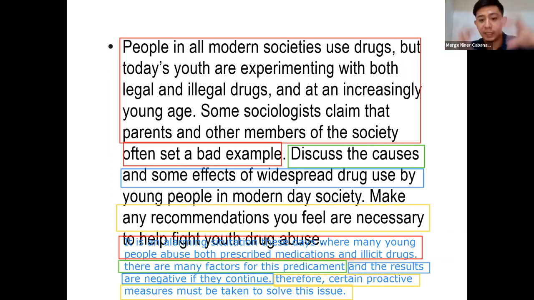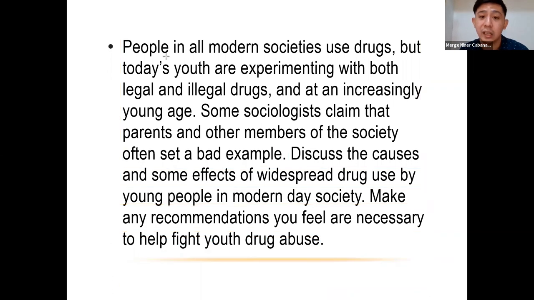Kung makikita nyo guys, side by side, parang ito yung task description, this is the introduction, my causes, my effect, my recommendation, my causes, my effect, my recommendation, ang aking introduction. So they are side by side. All right? So that is your introduction. You're introducing the theme. You're introducing the theme of your topic, but you're including all the things that you will mention later. Okay? So try pa tayo ng isa.